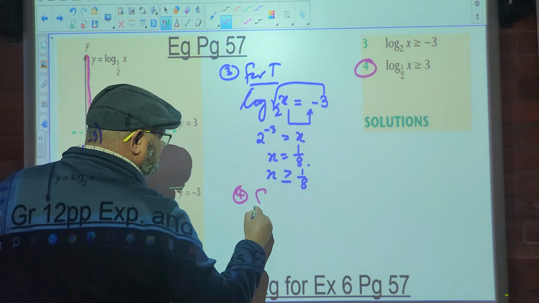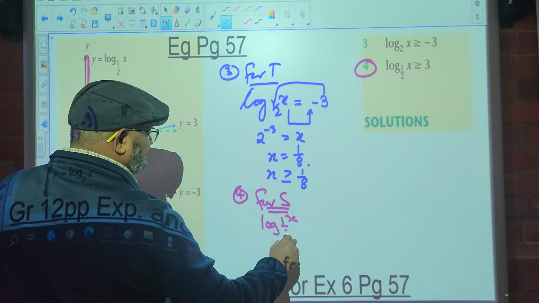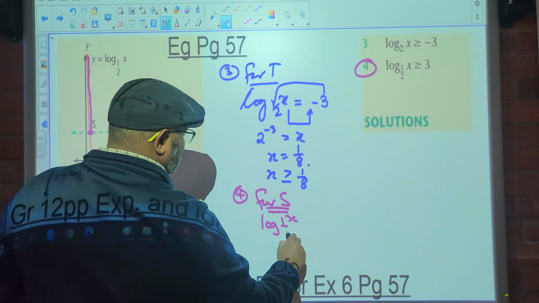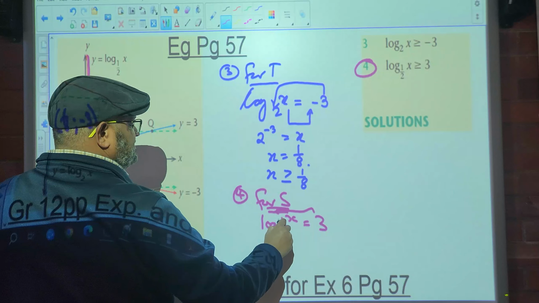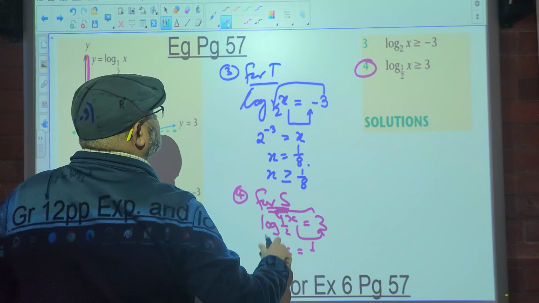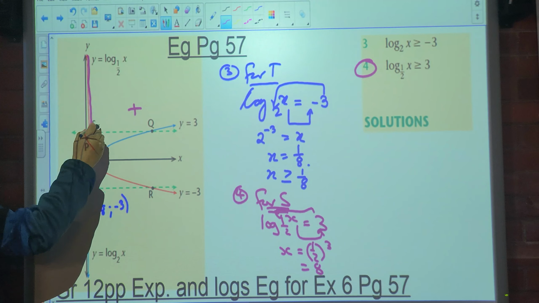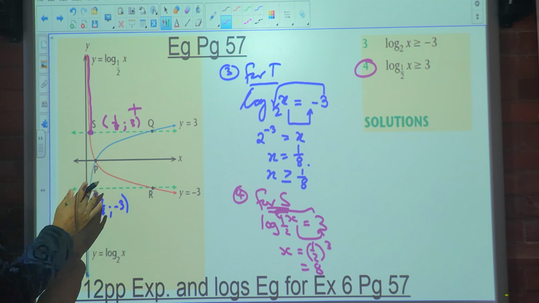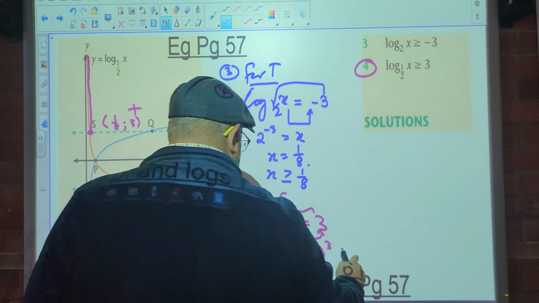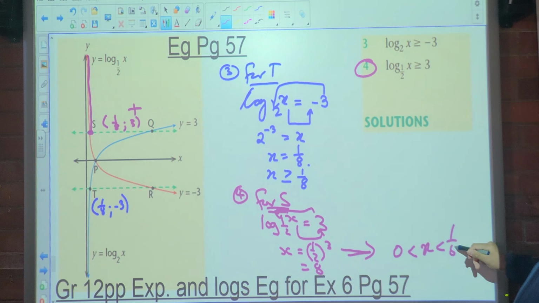Okay, so how do we calculate S? For S, what do we do? We now say log x base a half, look it up, see, is equal to 3. That goes on to the half and x on its own. So x is equal to a half cubed, which is 1 over 8. So S's coordinate is 1 over 8 and 3. We didn't need to write it down. But we say it's from 0 till that point of an eighth, not so? So which implies your answer would be x is greater than 0 but less than an eighth.